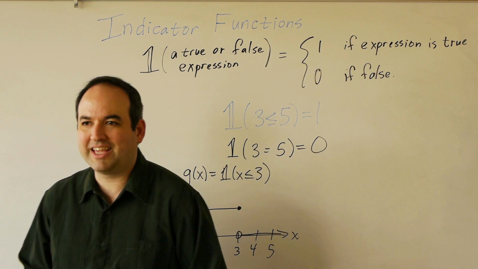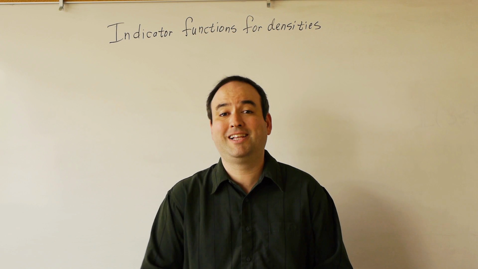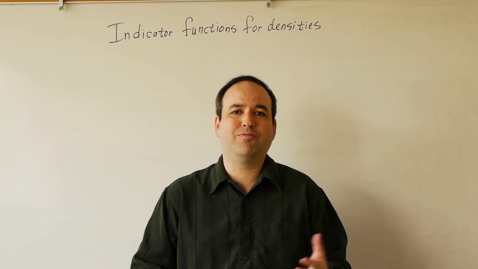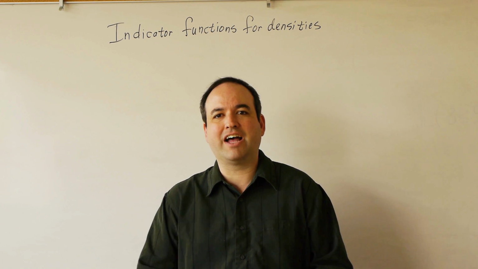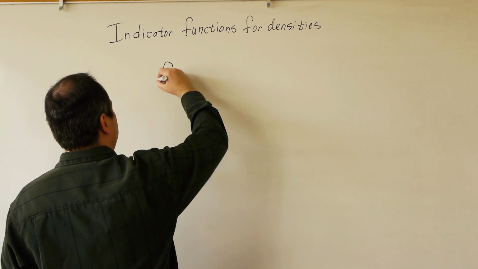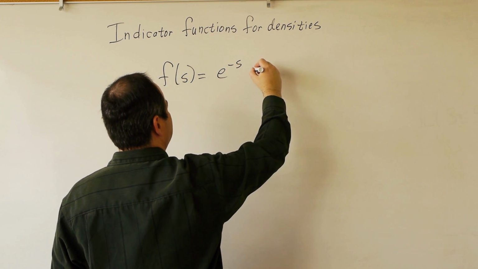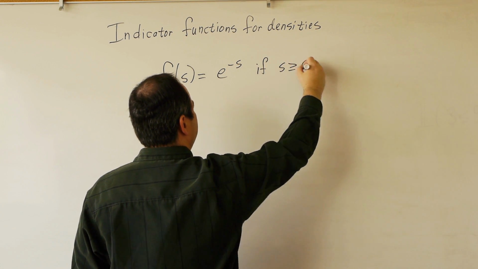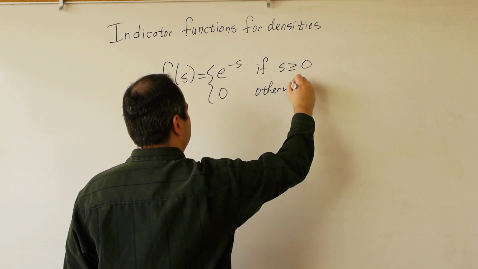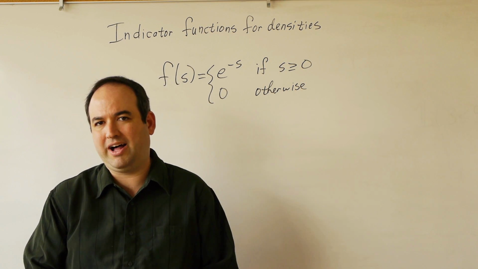Now here are some uses of indicator functions. Indicator functions are especially useful for probability applications. Oftentimes the densities that we deal with in probability have one value over one region and another value over another. For instance, consider the following density. f at s is e to the minus s if s is greater than or equal to 0 and 0 otherwise. This is the density of an exponential random variable with rate 1.